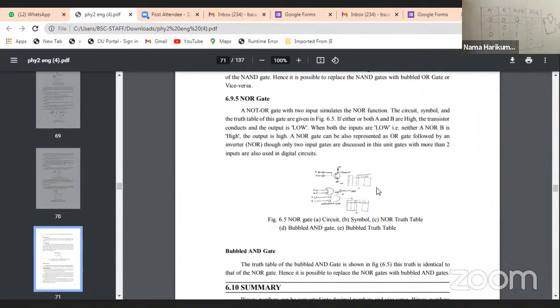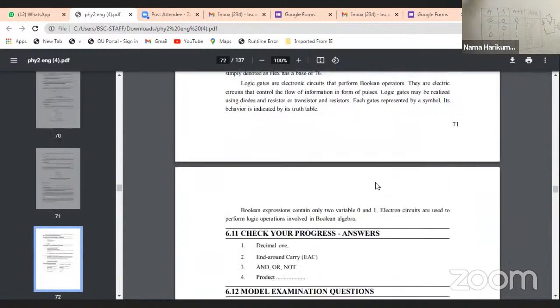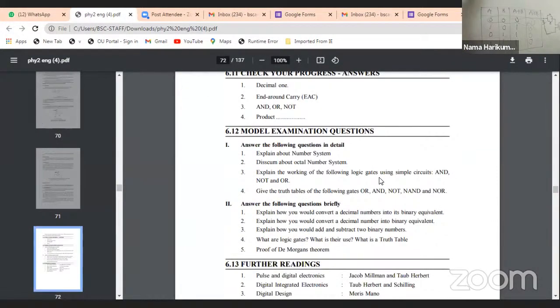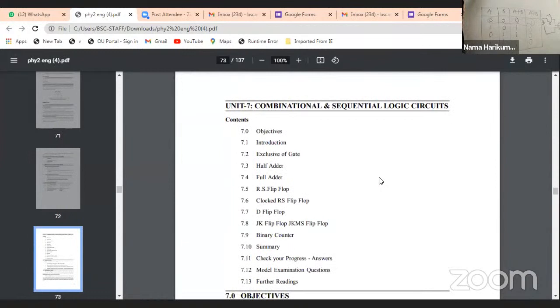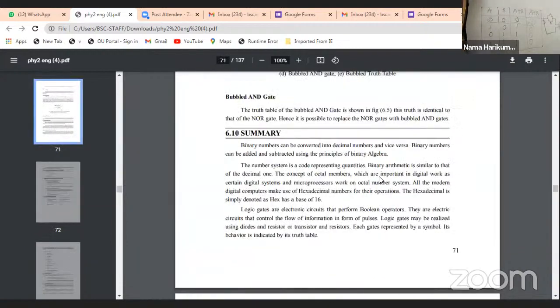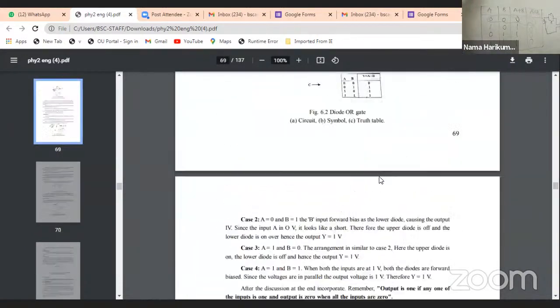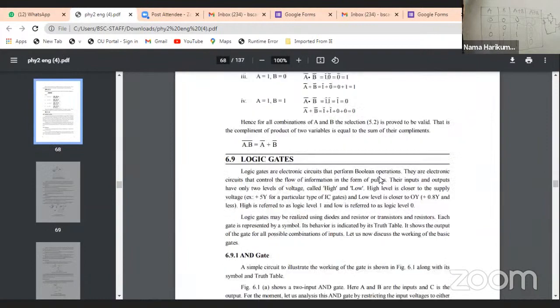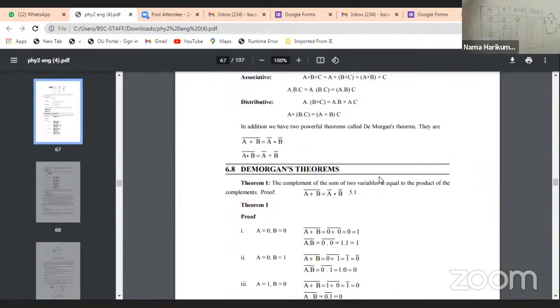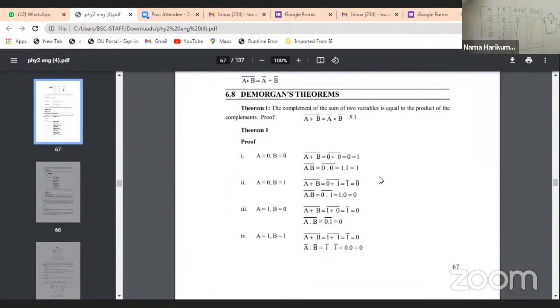So next one is De Morgan theorems. These are most important. These are De Morgan theorems. These are most important questions. The scientist De Morgan suggested two theorems.